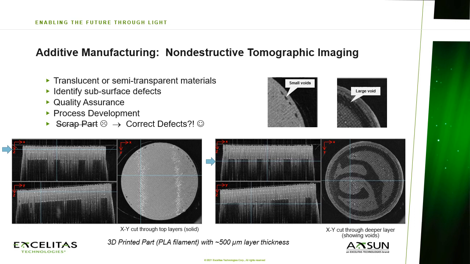OCT imaging in these circumstances could be used for material and process development, quality assurance, or avoiding scrap if defects can be identified and corrected in real time.